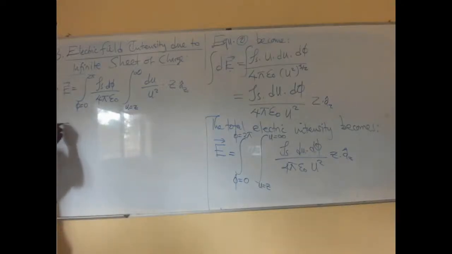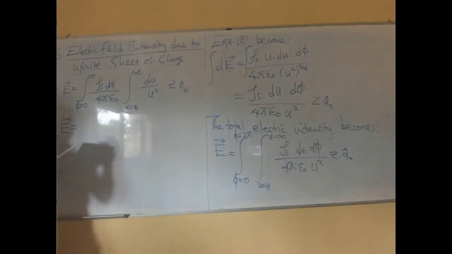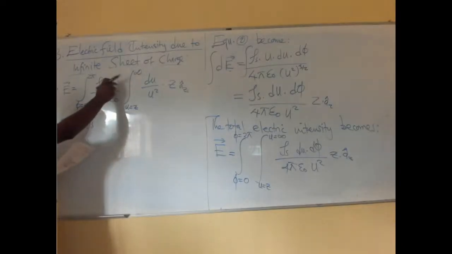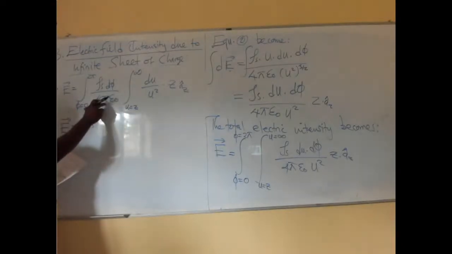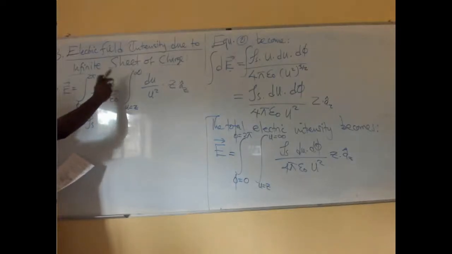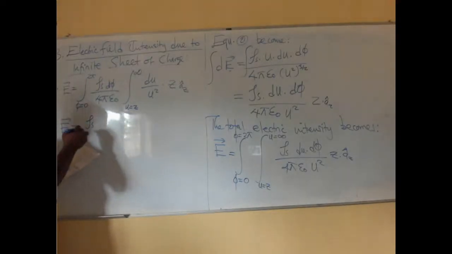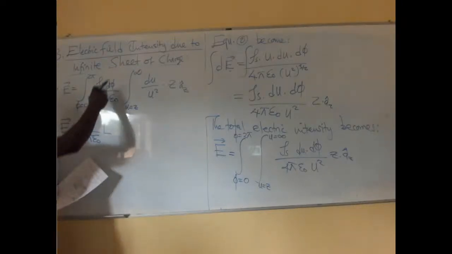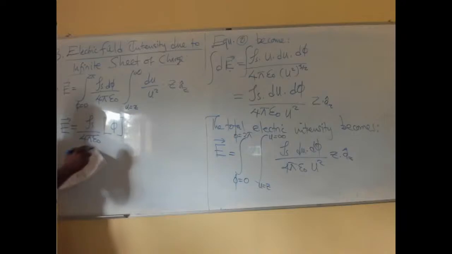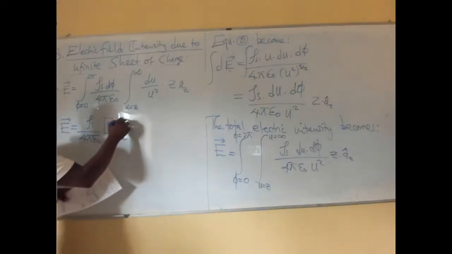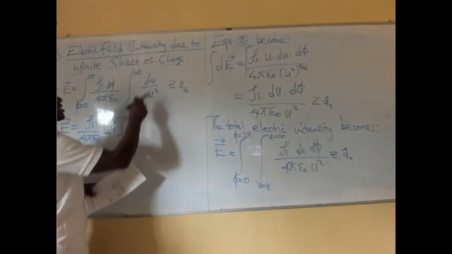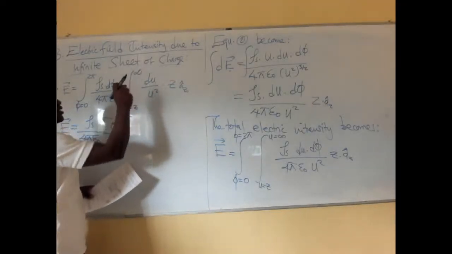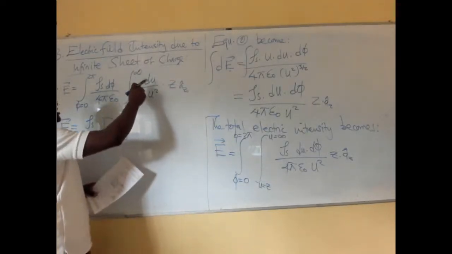So this implies that E must be equal to, of course, the surface charge density is a constant. It comes out, and then we now have that. So this is a constant, that is a constant. We are just integrating with respect to φ, over 4π ε0. When we integrate dφ, all we get is φ, of course moving from 0 to 2π. This we are multiplying by the integral of 1 over u squared.